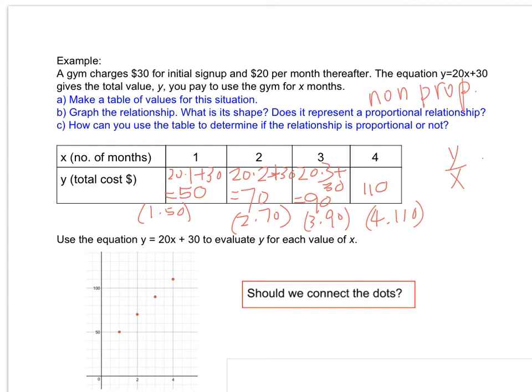Okay, so let's examine that one. The first one, okay, let's look at this. I have 50 over 1. The other one is 70 over 2. Are they the same? They are not equal, right? And because not all ratios are equivalent, this is a way to determine that this is a non-proportional relationship, okay? Just like the same conclusion that we have drawn from looking at the graph.